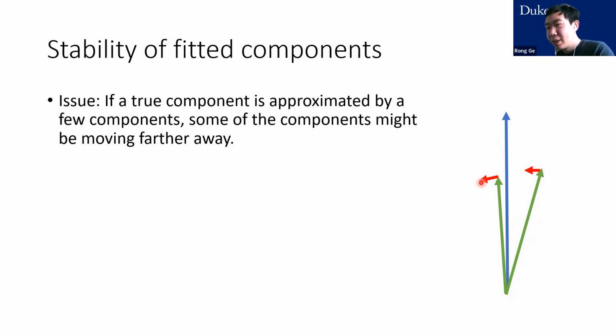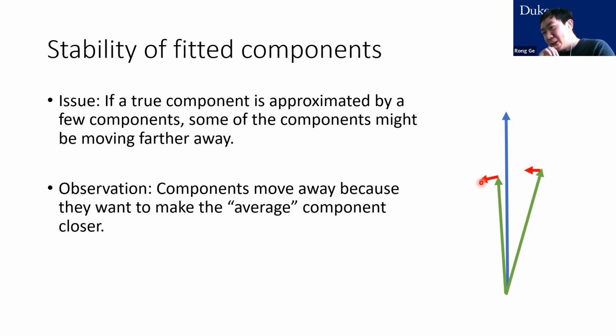So why is that? The reason why both of them are moving to the left is actually because the average of these two neurons is to the right of the teacher neuron. So the first order effect is that the components are trying to make sure that this average neuron is close to the teacher neuron. And only after that, the second order effect is that both of these neurons are going to try to converge to the teacher direction. So when the average neuron is not close enough to the teacher neuron, it is possible for some of the student neurons to move away from the ground truth.